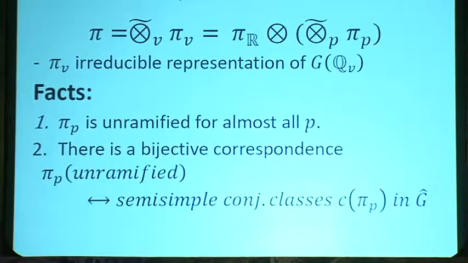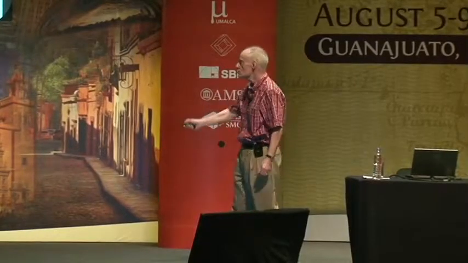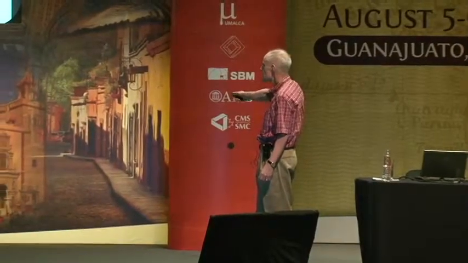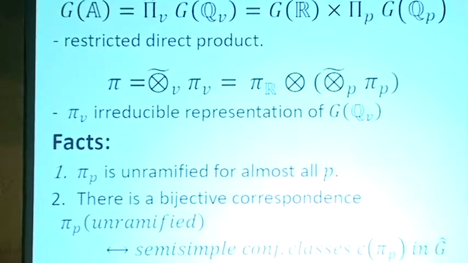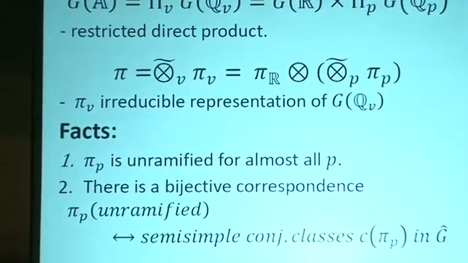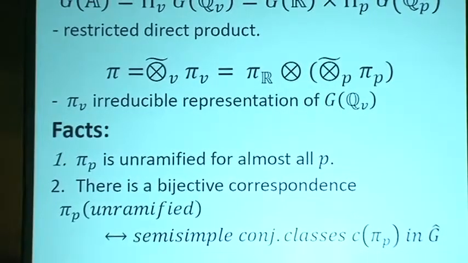And then there's a very simple classification of unramified representations based on something known as the Satake transform, which asserts that there's a bijective correspondence between unramified representations and very simple concrete data: semi-simple conjugacy classes, which I'll write as C pi p, in this complex dual group. So we can be thinking of the general linear group as our group. Then the dual group, it turns out, is in fact just the complex general linear group. And so you'd be thinking of semi-simple conjugacy classes in GLN C if you were dealing with the general linear group. They would parameterize unramified representations of GLN, QP.